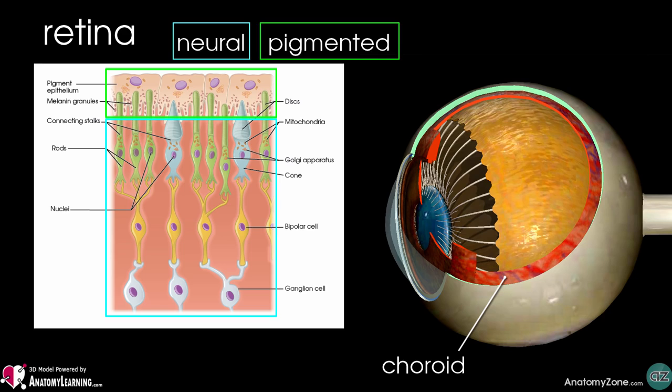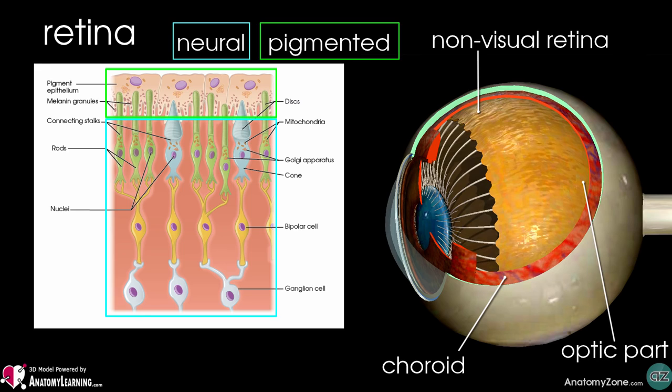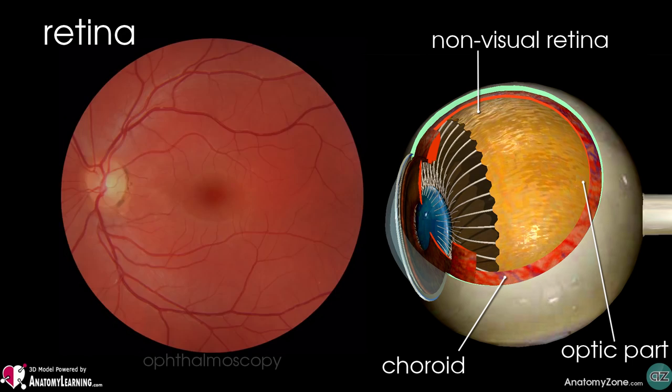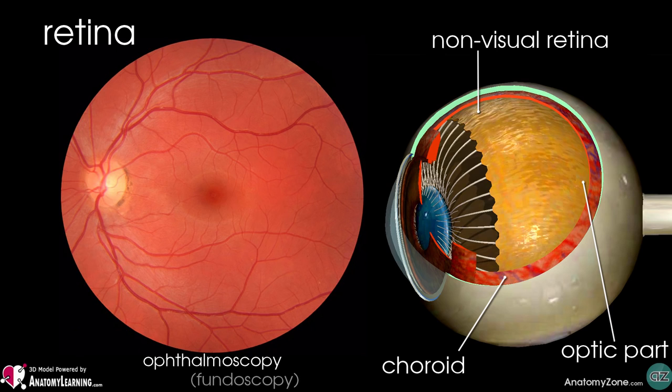Anteriorly, the pigmented layer continues, but the neural layer does not. This part is known as the non-visual retina. Posteriorly and laterally, both layers of the retina are present. This is the optic part of the retina. The optic part of the retina can be viewed during ophthalmoscopy or fundoscopy.